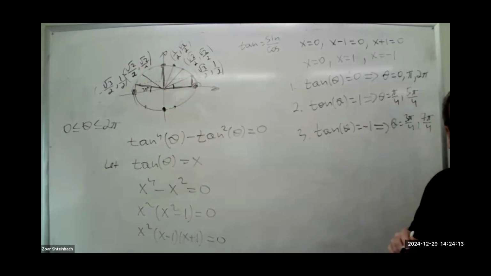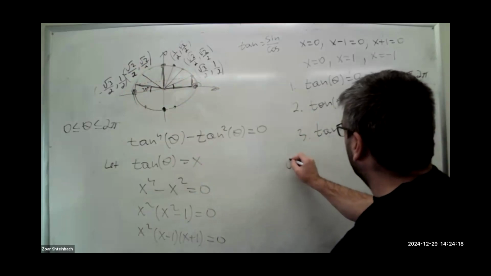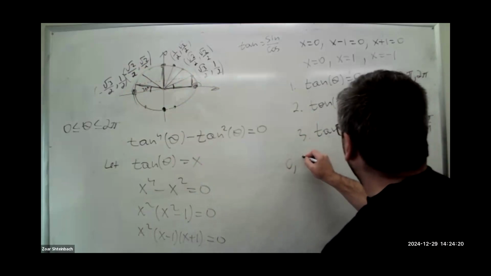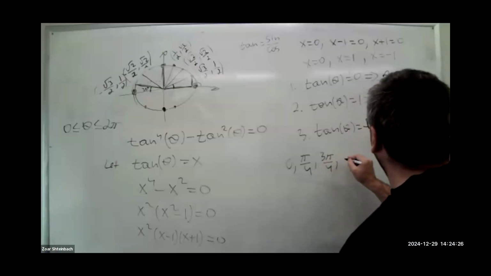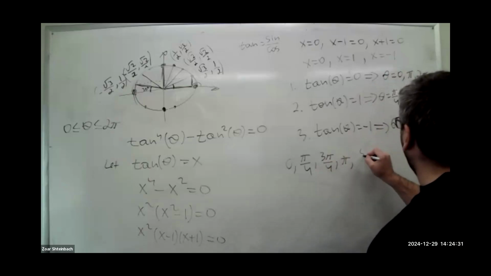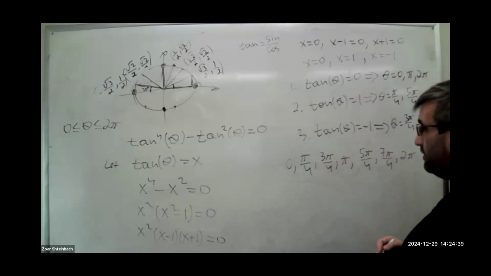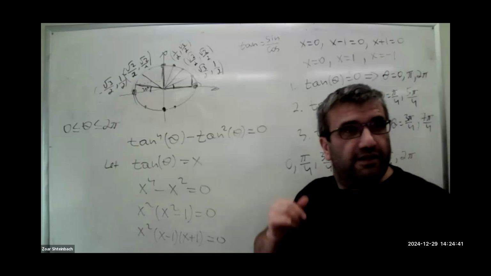Does it make sense? Yes. So our answers: we have 0, pi over 4, 3 pi over 4, pi, 5 pi over 4, 7 pi over 4, and 2 pi. Do you have such an answer? Yeah, it's D.